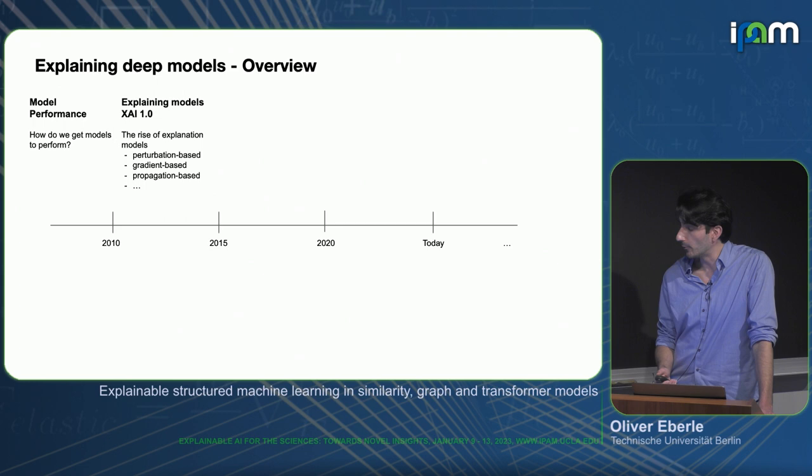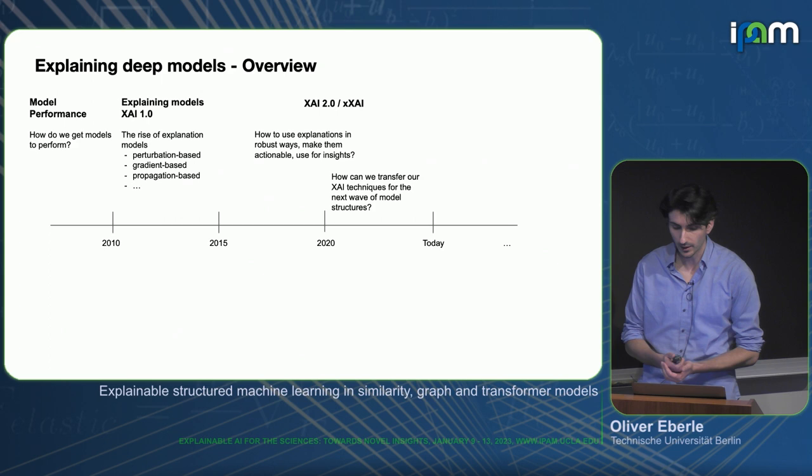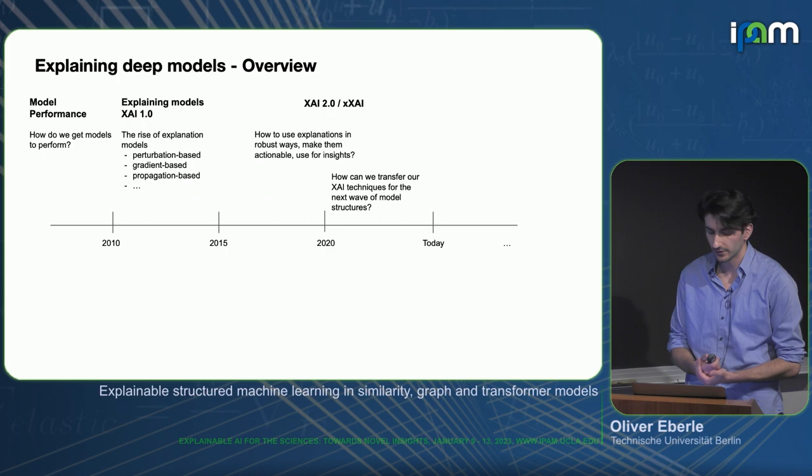Then a second wave of explainable AI, XAI 2.0, was more concerned with: okay, now we have all these great explanations, but how can we robustify them? How can we make them actionable? How can we improve our models by using explainable AI? And how can we use them, of course, also for scientific insights?